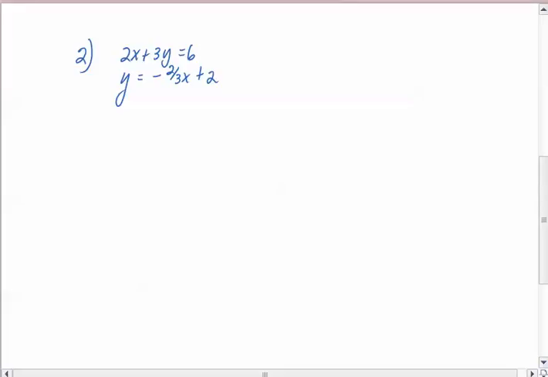So let's see what happens to this one. But again, because I'm using substitution, this is just my system. I'm going to write one on one side, one on the other.